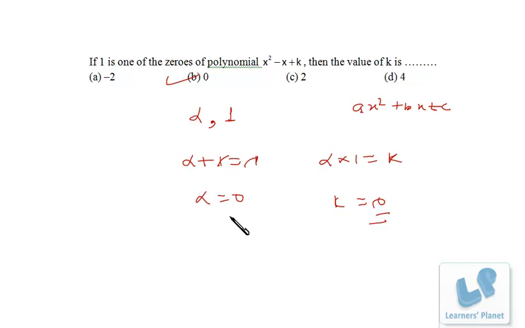I just make a quick recap over here. Here alpha plus 1 will be minus b by a according to this relationship, and alpha into 1 is c by a, right? So we just have to put the value of a, b and c over here, right? So alpha plus 1, alpha into 1, that's product of the roots is k by a, that's 1. Okay.